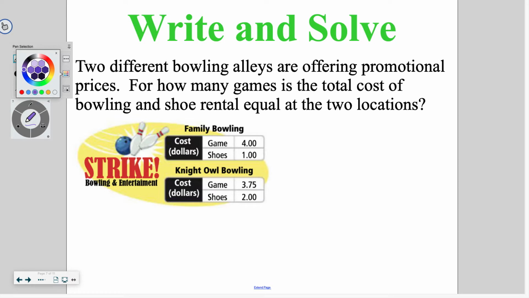Now we're going to do a couple of word problems. Two different bowling alleys are offering a promotional price. For how many games is the total cost of bowling and shoe rental equal at the two locations? So when we're looking at this, we're looking for the number of games that it's going to cost. When you walk into a bowling alley, you only have to put your shoes on once. So this is only going to happen once at each place, and the games are what's going to be changing, or what goes with our variable.